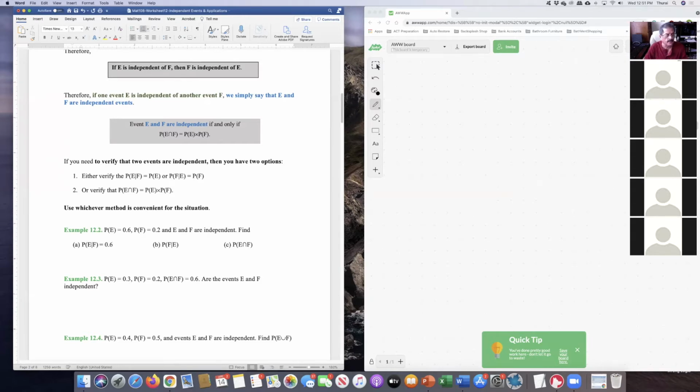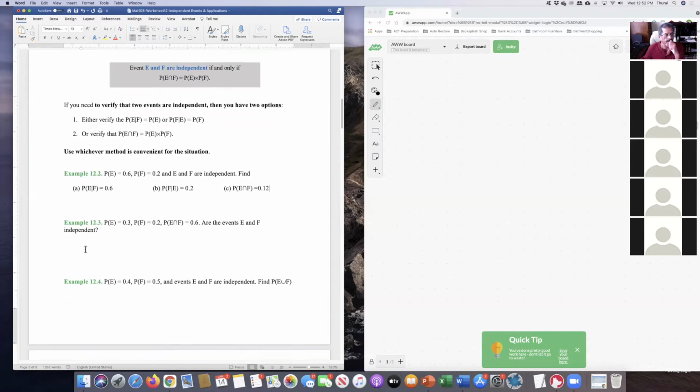Because E is independent of F, the probability of E given F is the same as the probability of E, and therefore equal to 0.6. Okay, F given E? 0.2. Very good. And the probability of E intersection F? 0.12, which is 0.6 times 0.2, because we just learned that if the events are independent, then the probability of the intersection is the same as the product of the two probabilities. So 0.6 times 0.2 is 0.12.